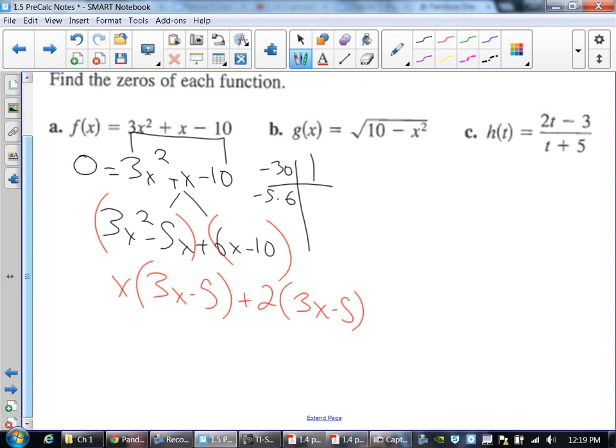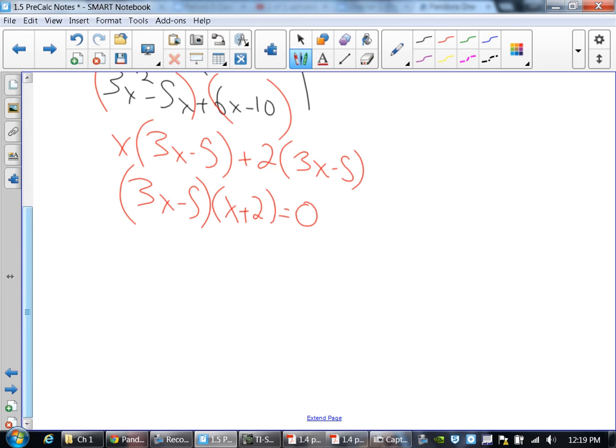Are both those things in parentheses the same? Yeah. So you write it down, and you're left with x plus 2. Remember, that was all set equal to 0, so what are your two zeros of the function in this case? Negative 2 and 5/3. You're done. Factoring. Okay? The little short, quick factoring ones like that.